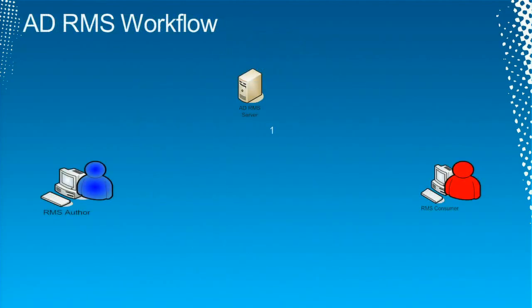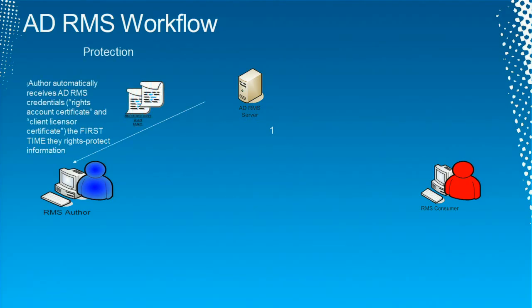All right, so let's get into the workflow a little bit. Basically we have two parties here. We have someone that's an RMS author, someone that's creating an RMS protected document. And the second is an RMS consumer, and then in the middle is our AD RMS server. So for the first step, it's protection. Essentially what happens is the user is going to get bootstrapped first. The way that happens is the user is going to provide their credentials to the Active Directory. RMS is then going to talk to the AD to say, hey, is this a legitimate user, and verify their credentials, right?